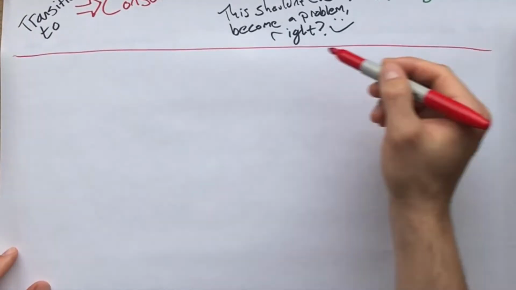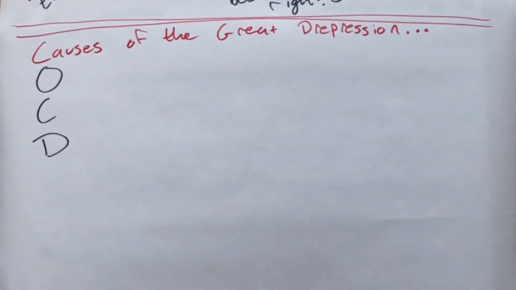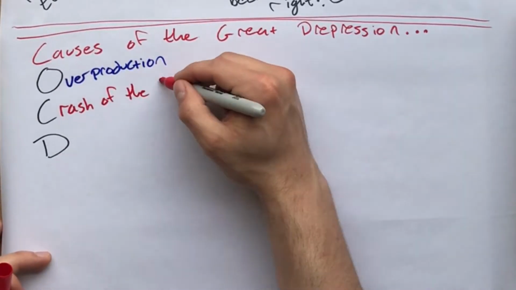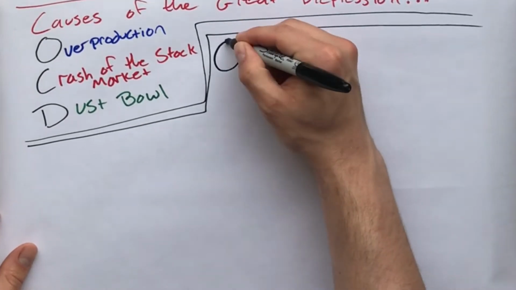Now, I like to lay out the causes of the Great Depression using the acronym OCD. O for overproduction, C for the crash of the stock market, and D for the Dust Bowl. So let's zoom in on overproduction.